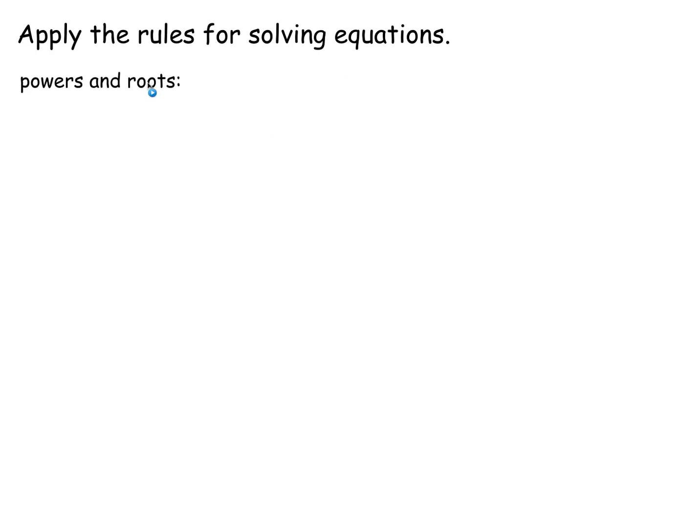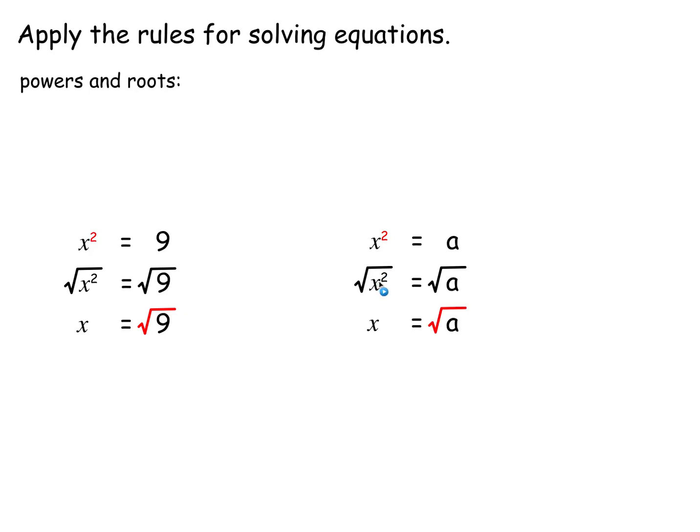Finally, powers and roots. So if we're told x squared is 9, we know positive and negative 3 squared give you 9. But doing the same thing to both sides, if I square root both sides, square root the x squared, square root the 9, square root of x squared, you get x. So x is square root 9. Notice, squaring, x squared here, that red 2 becomes square rooting, the red square root sign. Squaring became square rooting. Apply that to letters, x squared is a, square root both sides, x equals square root a. Squaring became square rooting.